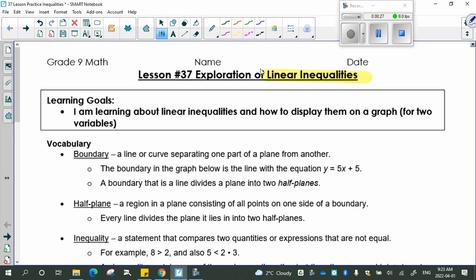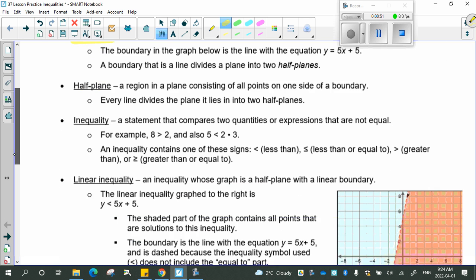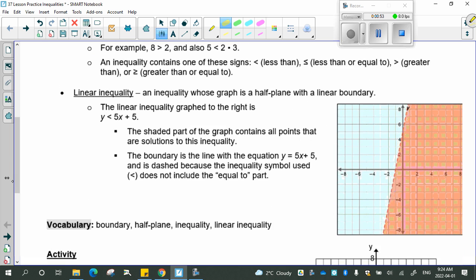Okay? So vocabulary, new things you need to know. One word is boundary. Boundary is a line or curve separating one part of a plane from another. The boundary in the graph below is the line with the equation y equals 5x plus 5. So if we look at our picture here, this boundary line is y equals 5x plus 5.